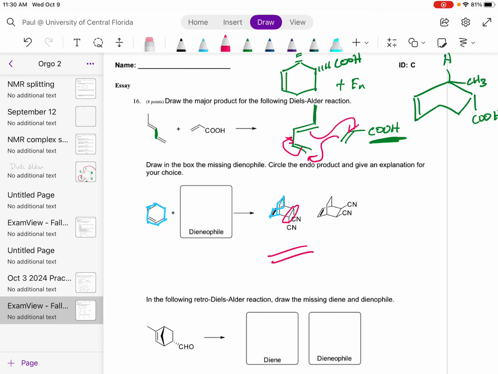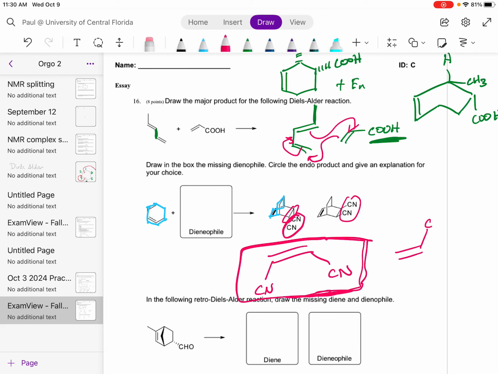And then what's the relationship between the nitriles? They're on the same side. So the stereochemistry is retained in the Diels-Alder reaction. So that's the structure that you would have to have drawn. If you drew this one, that's incorrect because we can see those are trans to one another. In the product, they're cis to one another.